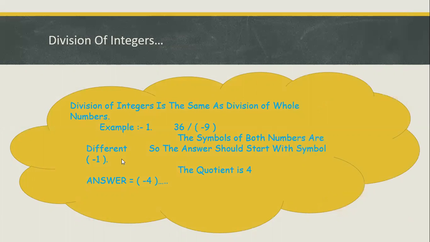Division of integers. Division of integers is the same as division of whole numbers. Example 1. 36 ÷ -9. The signs of both numbers are different, so the answer should start with the minus sign. The quotient is 4. Answer is equal to -4.